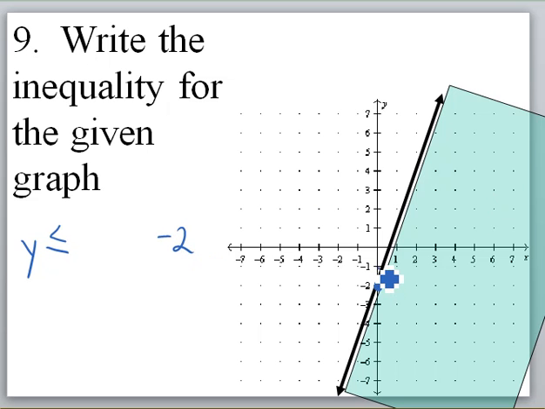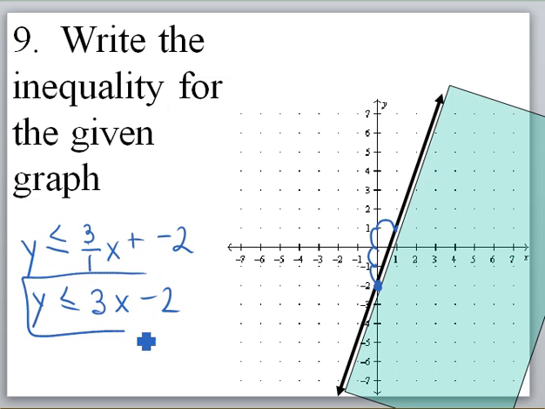And it rises 1, 2, 3, and it runs 1. So it goes up 3 and runs 1. So that means my slope is 3 over 1. And I'll put my x and I'll put plus. So really what I can state this to be is y is less than or equal to 3x minus 2.